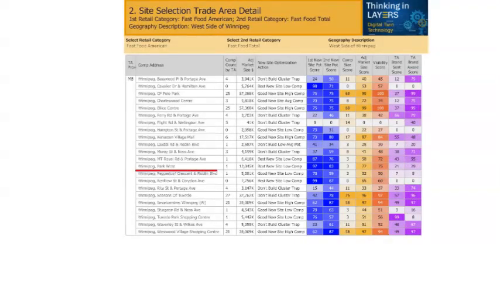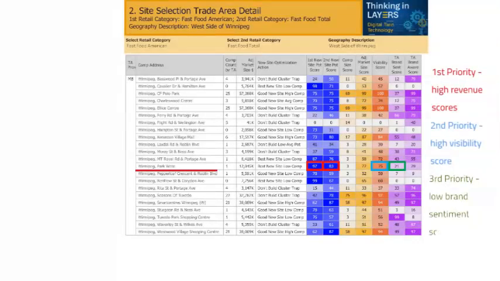Let's look at the Winnipeg Park West location as an example. This is an excellent potential site because it has high revenue potential score for both the first and the second retail categories, as well as a high visibility score. It also has a favorable low brand sentiment score, which indicates consumers are less than satisfied with current fast food competitors. The level of the brand awareness score indicates the strength of the consumer voice.